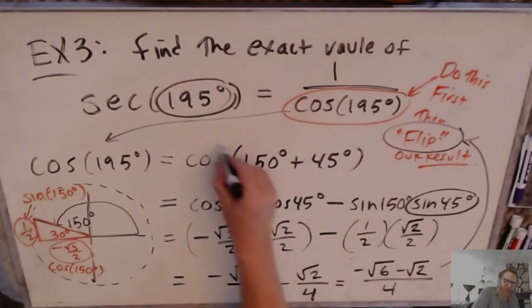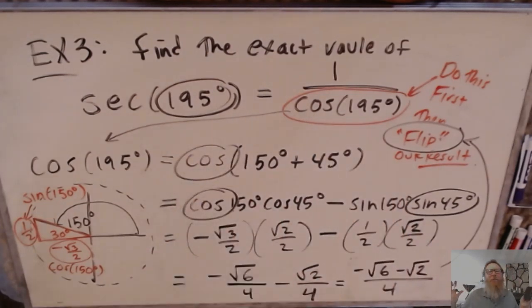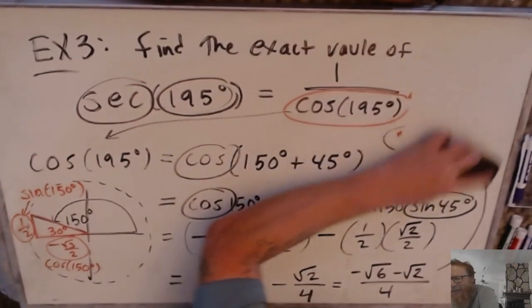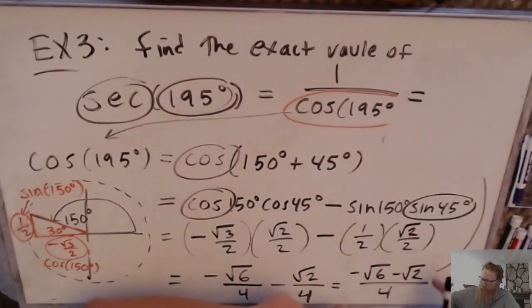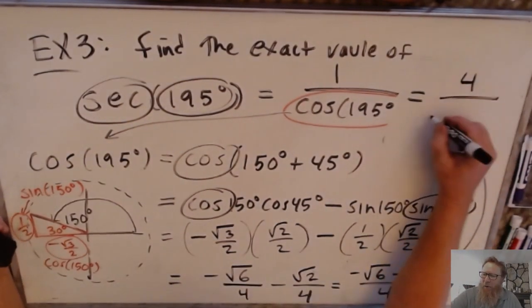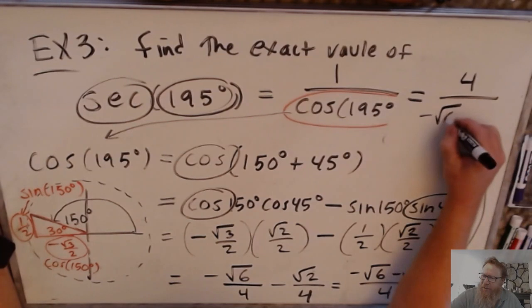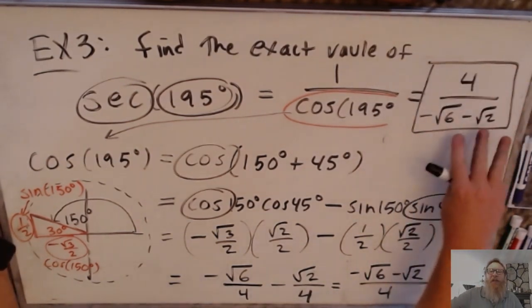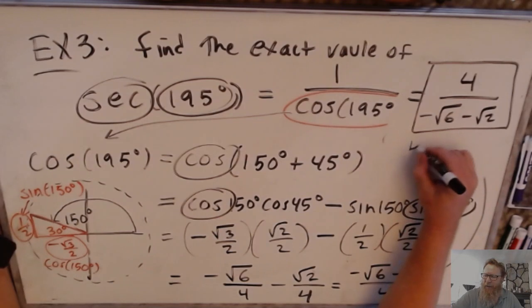This is the cosine. I almost blew it. I've got to go back here and find the secant. So the secant is going to be the reciprocal of this. That's going to be 4 over negative radical 6 minus radical 2. Just flip it. You do not need to simplify.